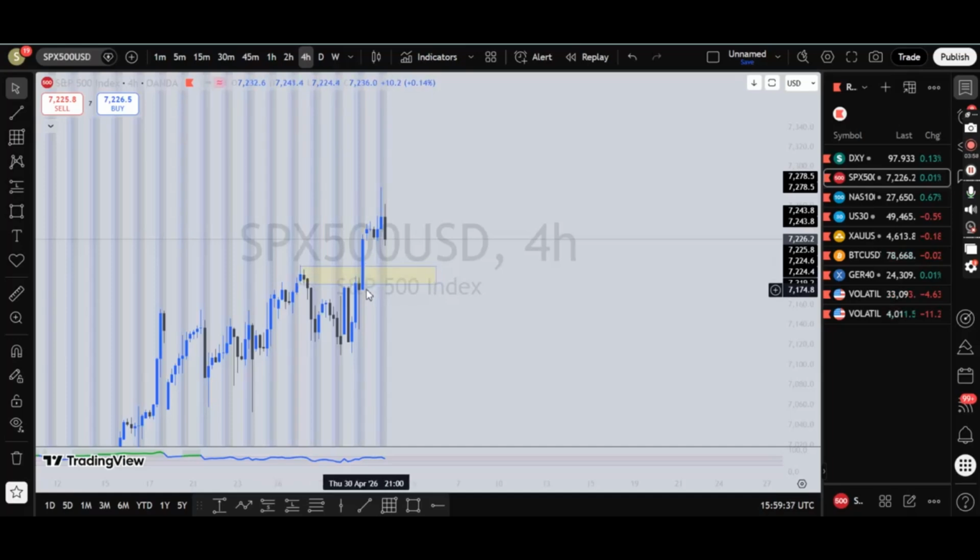My supply zone was tested, and it was going in the direction I wanted it to go. But price later said, "Oh, come on, who are you? Get out of the way!" It broke high, turning this zone into a reclaim block. Why do I call this a reclaim block?